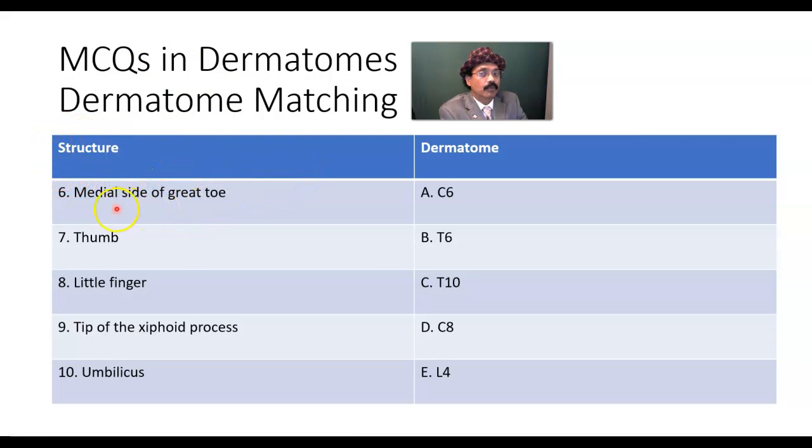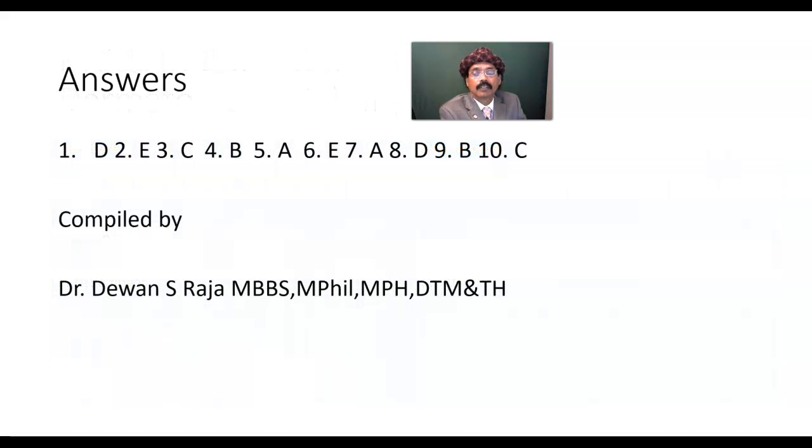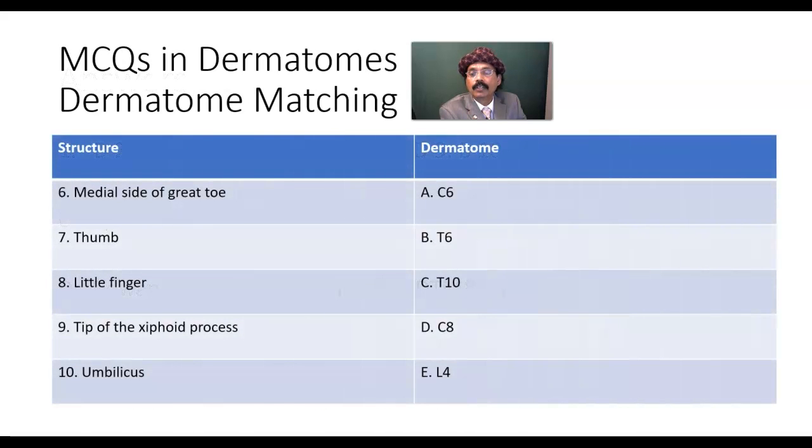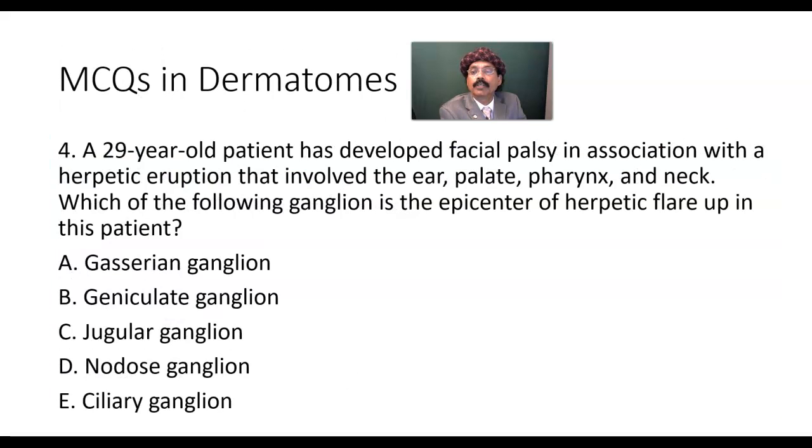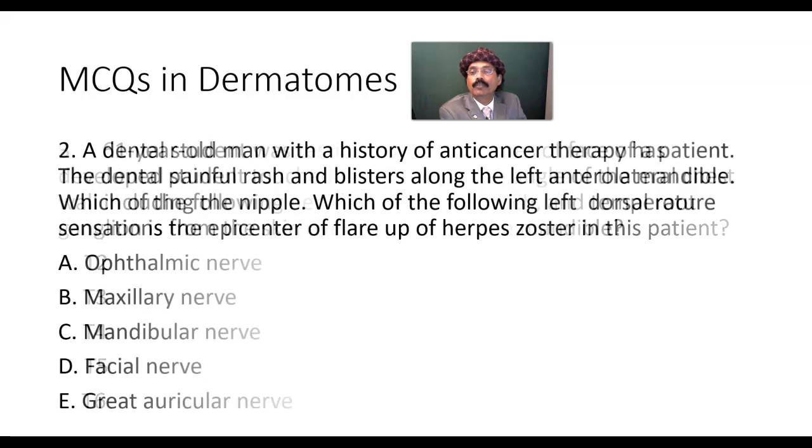Now we'll find out some matches. What is the dermatome of the medial side of the great toe? What is the dermatome of the thumb? Dermatome of the little finger? Dermatome of the tip of the xiphoid process? Dermatome of the umbilicus? Match the exact alphabet with the number. Then we'll get the answers here. Let's start from the very beginning, so we may not miss anything.